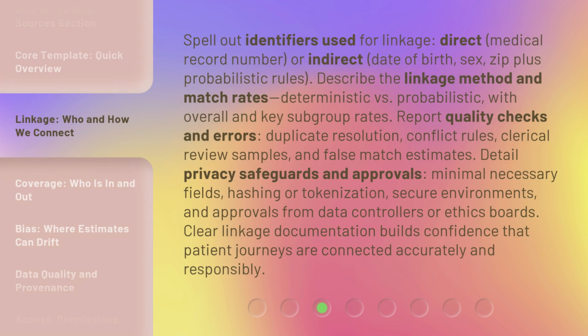Spell out identifiers used for linkage, direct, medical record number, or indirect, date of birth, sex, zip, plus probabilistic rules. Describe the linkage method and match rates, deterministic versus probabilistic, with overall and key subgroup rates. Report quality checks and errors: duplicate resolution, conflict rules, clerical review samples, and false match estimates.